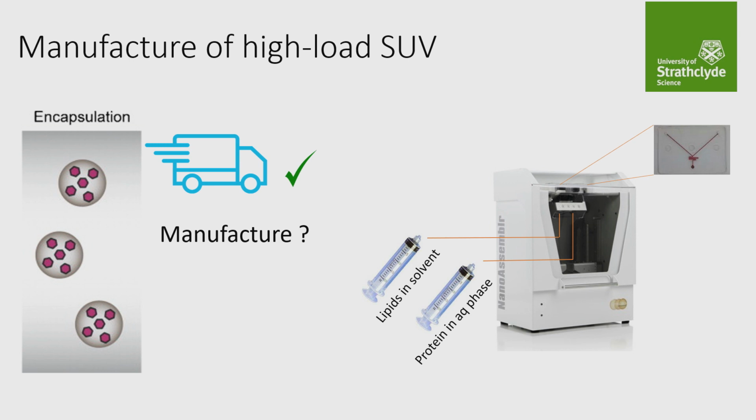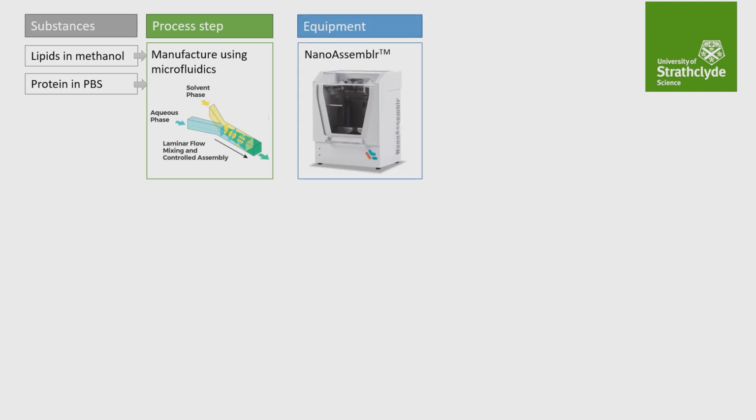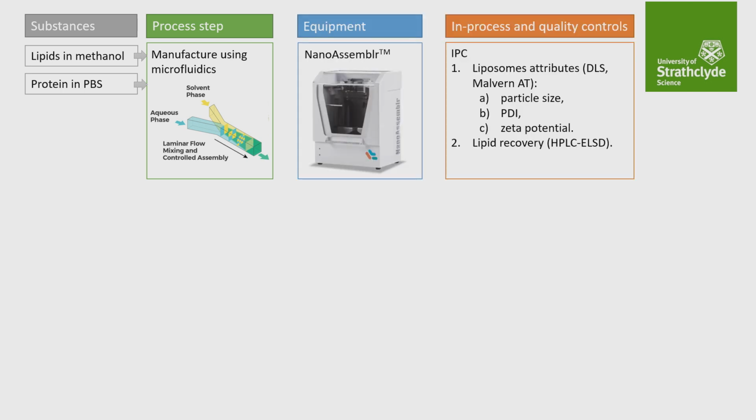So basically we have our lipid in the solvent phase. We put our protein, our subunit antigen in the aqueous phase. We send it through the microfluidics, through the herringbone mixer, and we produce liposomes. So the full setup, we've been really thinking about how this scales and how you would implement this as a manufacturing process. So we have our lipids in methanol or ethanol. We have our protein in PBS. They go through the microfluidics in the process step. We're using the NanoAssemblr for that.